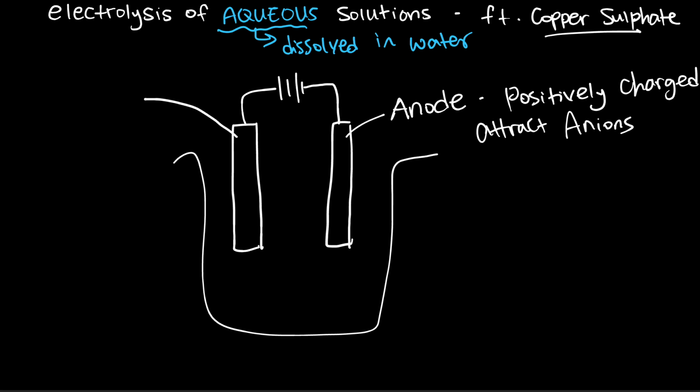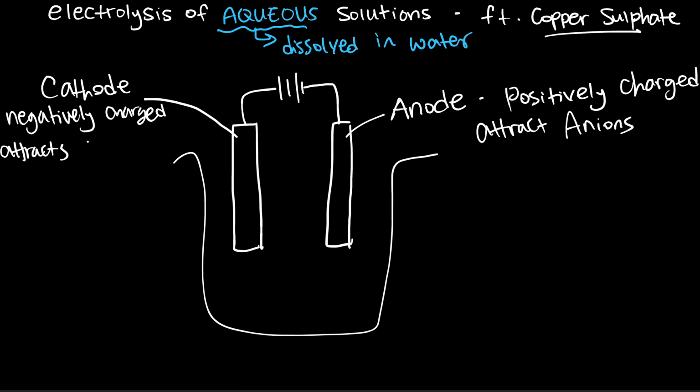If that's the anode, what's the other side going to be? It's going to be the cathode. The cathode is negatively charged. And it attracts cations, which are positively charged. Right? Pretty simple, pretty self-explanatory. And then we have a battery powering the movement of electrons across, right?